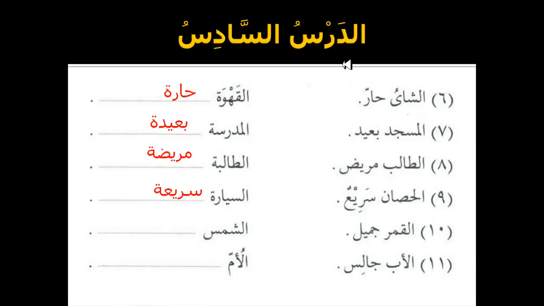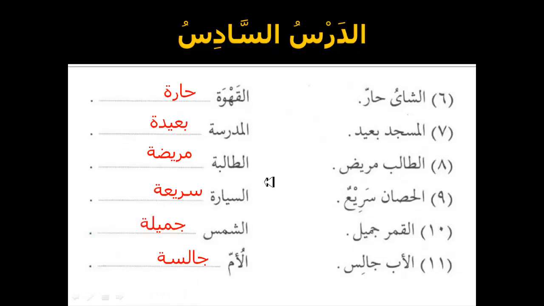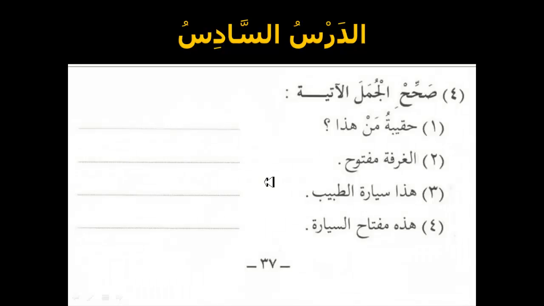And then we have Al-Qamaru Jamilun. Qamar is masculine, and Shamsu Jamilatun. And number 11, Al-Abu Jalisun. Al-Ummu Jalisatun. Alright, so practice these words, and they're feminine. Just study, and they'll come with practice, inshallah. And I hope that the slides are making things easier for your studying.